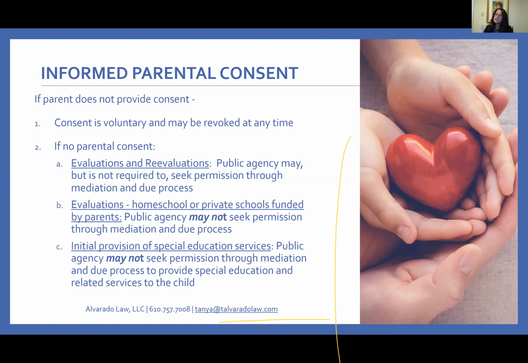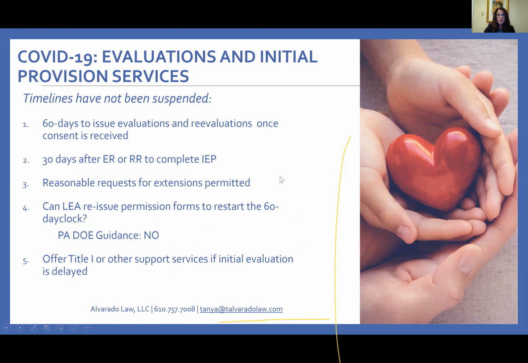For the initial provision of special education services, the first IEP, if the parent does not consent to receive those services, the statute actually says that the public agency may not seek permission. So the public agency cannot go to a hearing officer or a mediator and say, I really want to give the parent the services, and they're refusing to agree. So those are those instances.